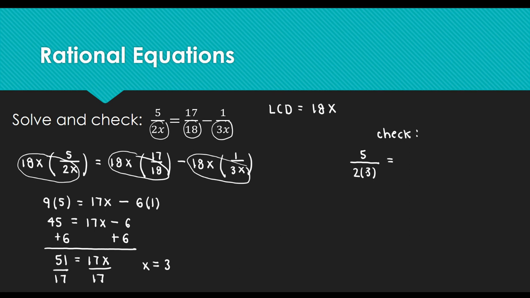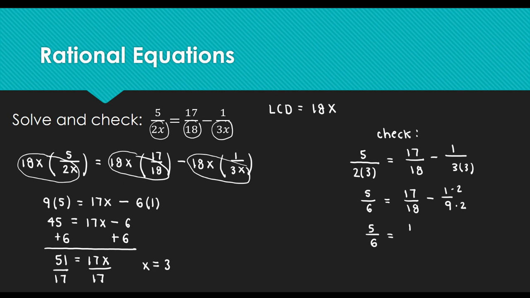So luckily, the first denominator will not turn into a 0, so that's good. And then on the other side, 3 times 3 in the denominator will not turn to 0, so that's also good. So notice that we get 5/6 on the left. We still have 17 over 18 minus, now that's 1 over 9. So to combine the terms on the right, you've got to have a common denominator. 9 can get turned into 18 if I multiply the top and the bottom by 2.